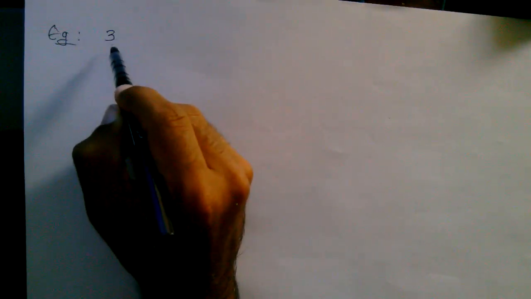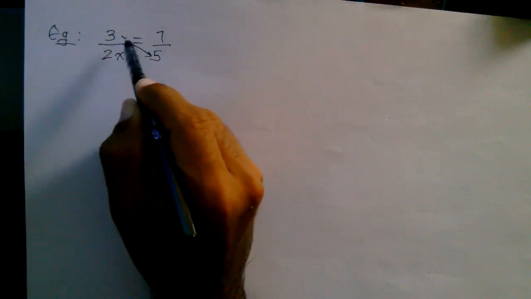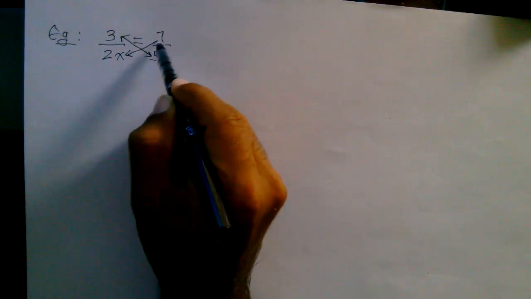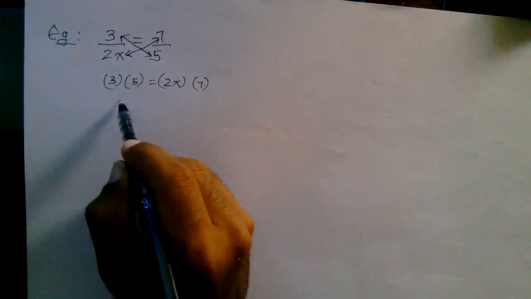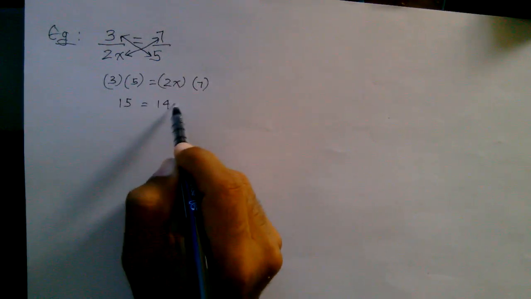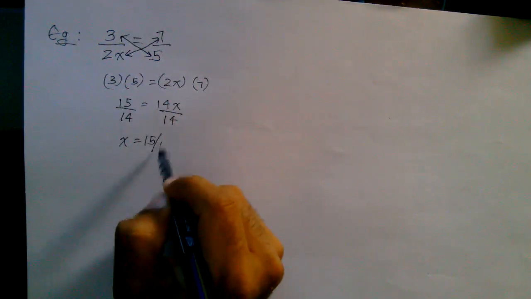Let's look at one more example. In this case I have, say, 3 over 2x equals 7 over 5. So the rules do not change no matter where the variable x is. This ends up being 3 times 5 equals 2x times 7, or 15 equals 14x. Divide by 14 and I get x equals 15 over 14.